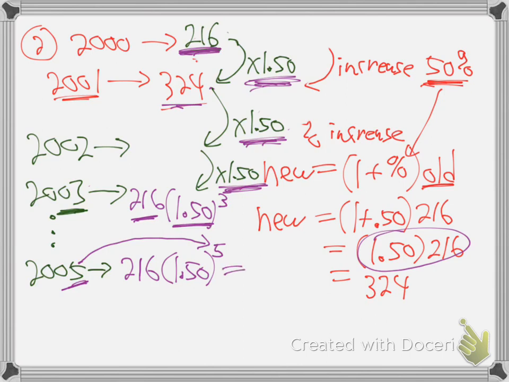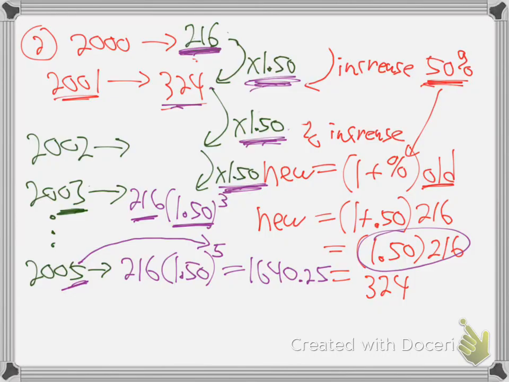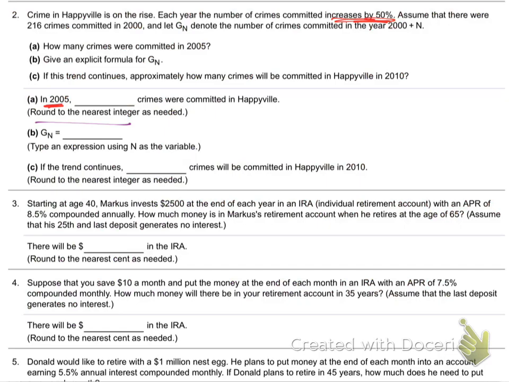So let me get that in a calculator. 216 times 1.5 to the 5th. I'm getting 1640.25. There was 0.25 of a crime. They started to do the crime, but they stopped. Is that what they want? Just round it. So just get rid of that 0.25. 1640. All right, now they want the general formula, G sub n.